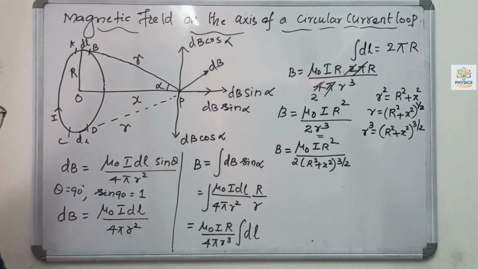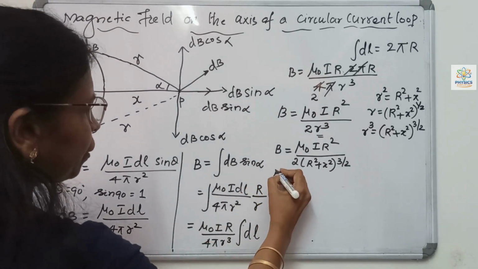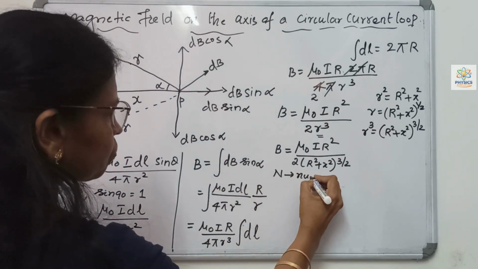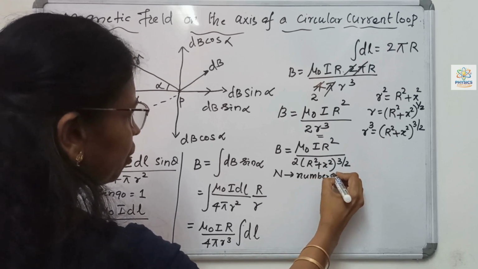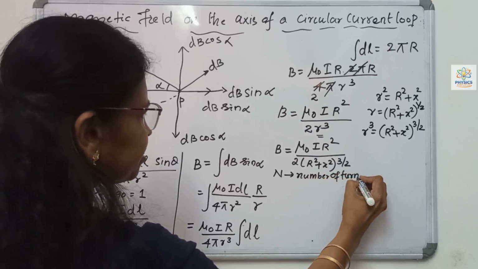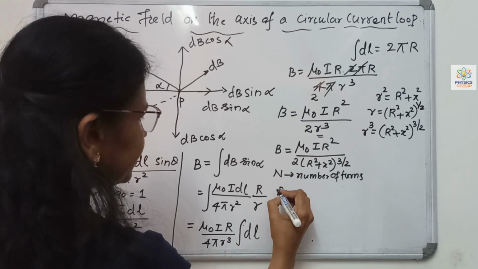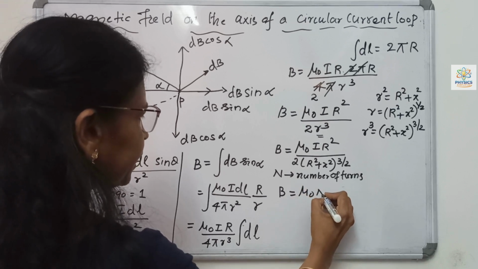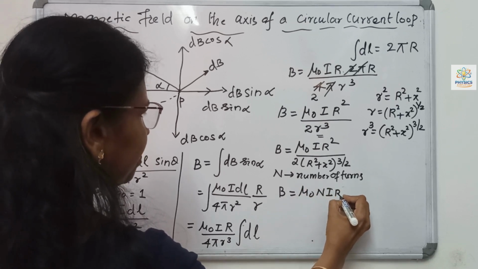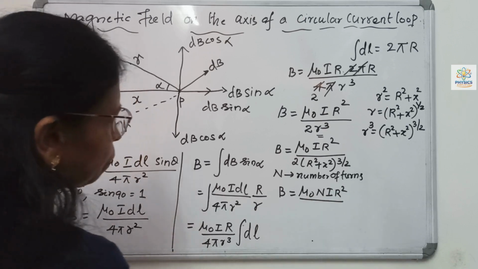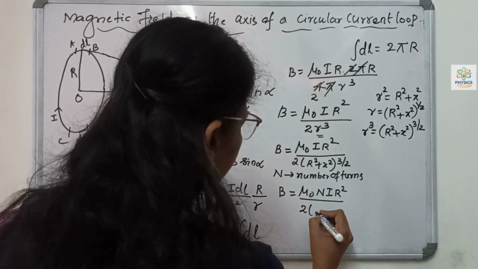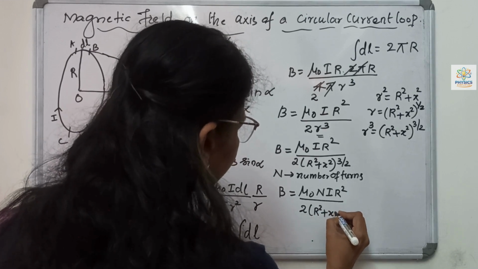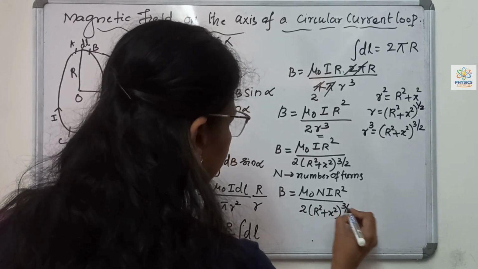And at the same time, if the circular loop contains n number of turns, the same equation we can write B is equal to mu 0 n I R square the whole divided by 2 into R square plus x square the whole raised to 3 by 2.